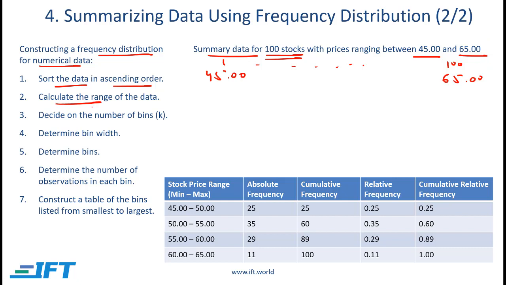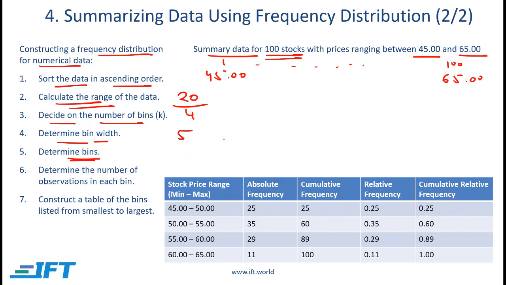Then we calculate the range of the data. This is simple. The range is 65 minus 45, which is 20. We decide on the number of bins. Let's say we want 4 bins. We then determine the bin width. The bin width is equal to the range divided by the number of bins. 20 over 4 is 5. We then define the bins, and this is also fairly straightforward.